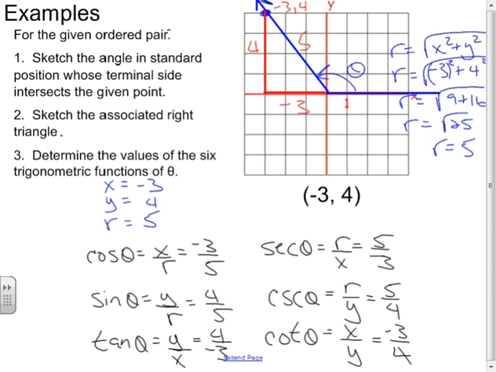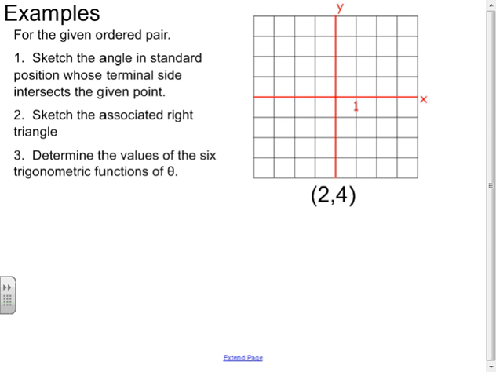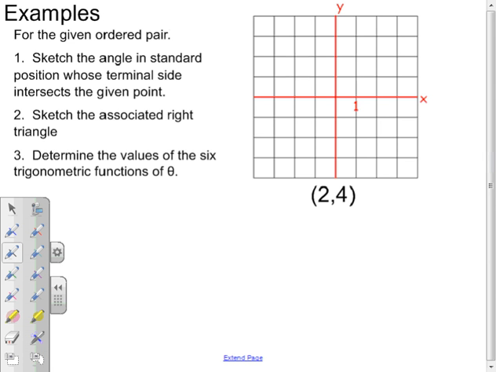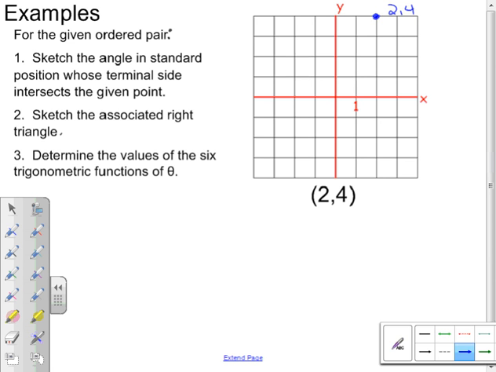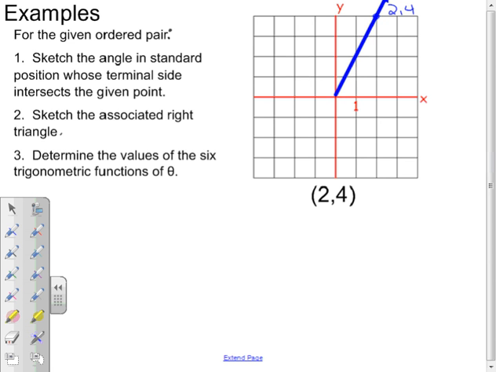Okay? So now I'm going to do another example. This one's going to be a little bit harder. Okay? So again, for the given ordered pair, sketch the angle in standard position whose terminal side intersects a given point. Sketch the associated right triangle, and then determine the value of the 6 trigonometric functions of theta. Okay, so I'm going to sketch 2, 4 here. Okay, and then I'm going to sketch the angle whose terminal side is intersecting that.